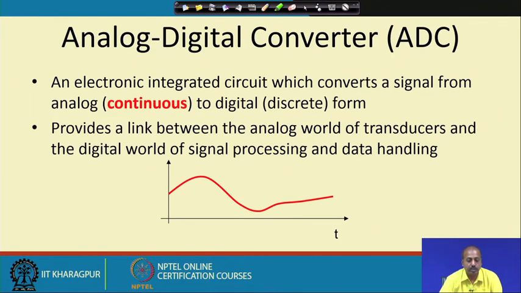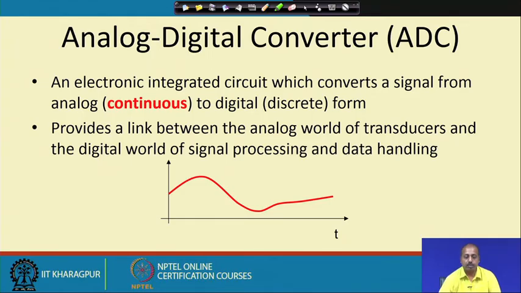So, this analog to digital conversion. This is an electronic integrated circuit which converts a signal from analog to digital form. Analog is continuous and digital is a discrete form, and it provides a link between the analog world of transducers and the digital world of signal processing and data handling. Transducers are devices which can sense some physical quantity and convert it into an electrical signal.